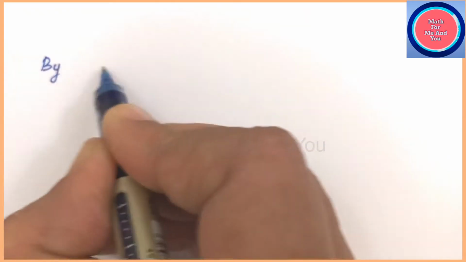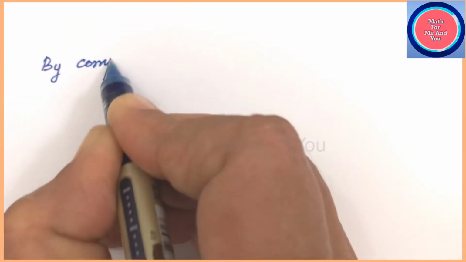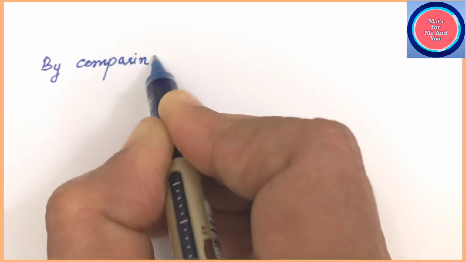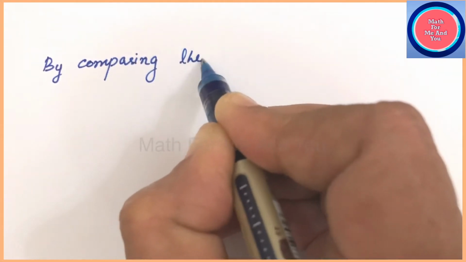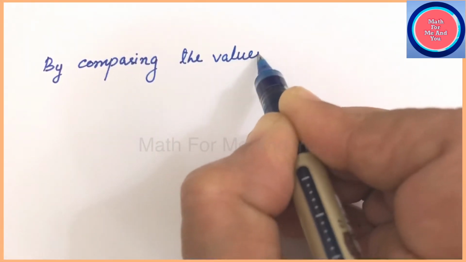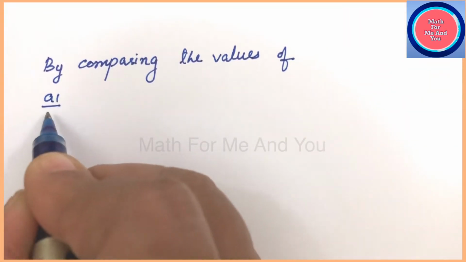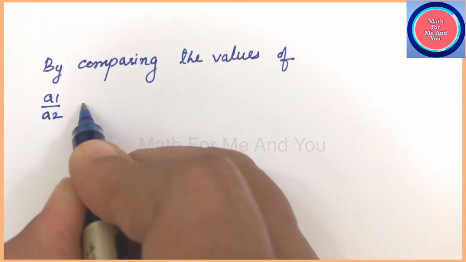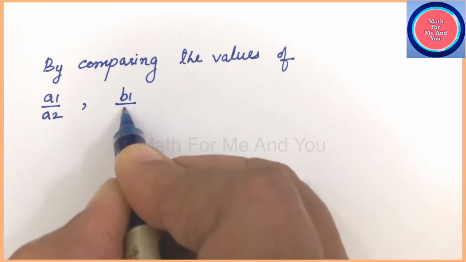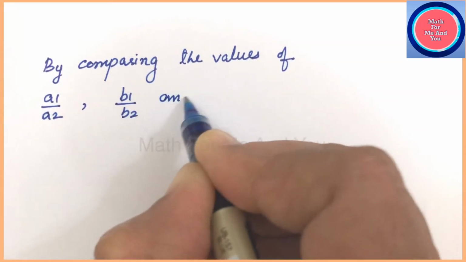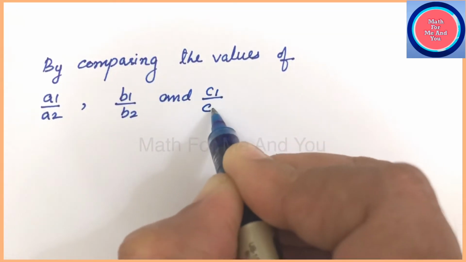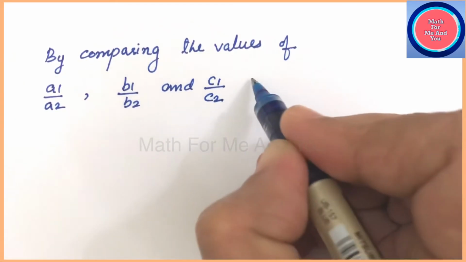In a pair of linear equations, we compare the ratio of a1 and a2, that is a1 by a2, and the ratio of b1 and b2, b1 by b2. Also, the ratio of the constants c1 and c2, c1 by c2. Then we get the following results.